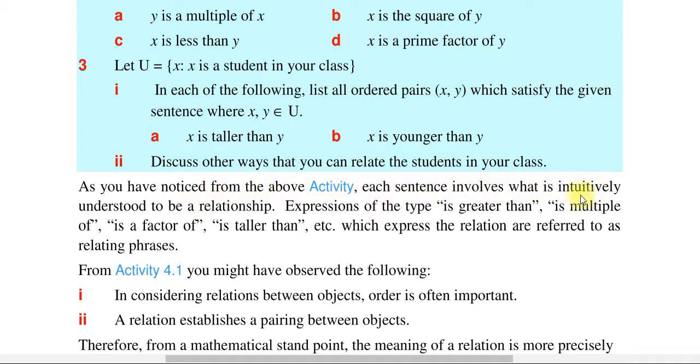ኦኬ So, as you have noticed from the activity, each sentence involves what is intuitively understood to be a relationship. Expression of the type is greater than, is a multiple of, is a factor of, is taller than, etc. Okay? እነዚህን ኤክስፕሬሽኖች ተጠቅመን ሪሌሽንሺፕን ማስቀመጥ እንችላለን ማለት ነው። Which express the relations are referred to as relating phrases.